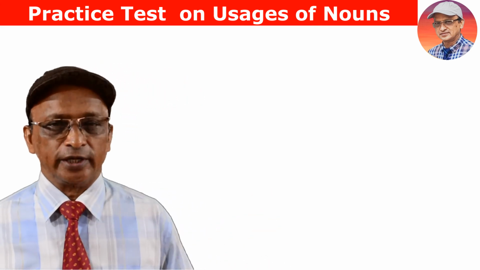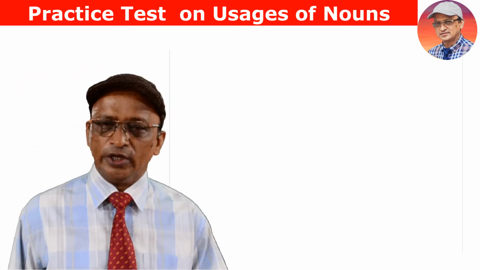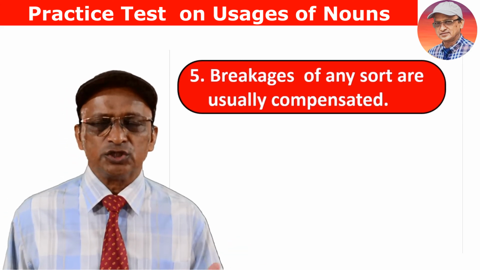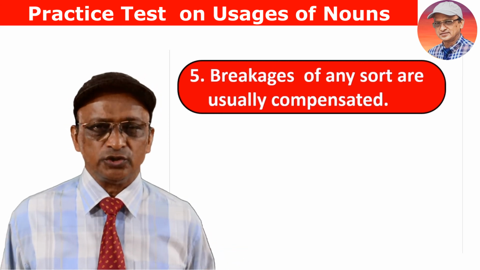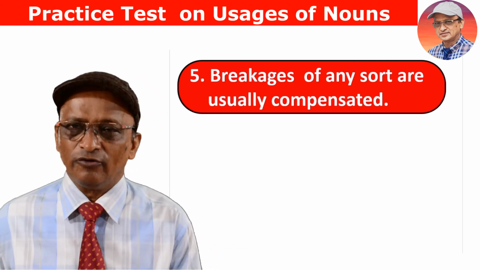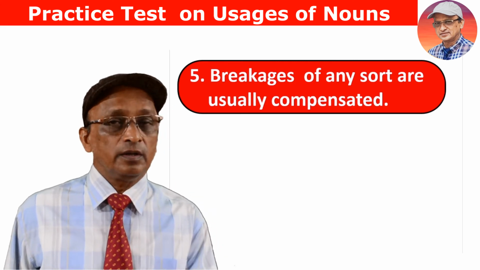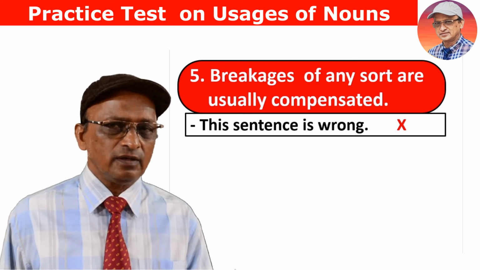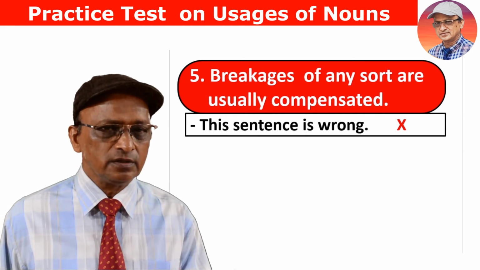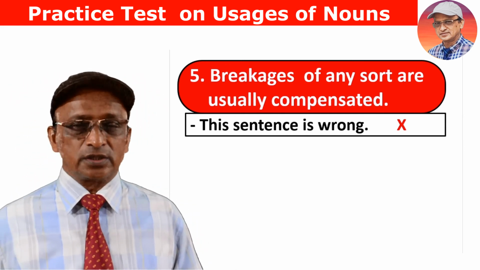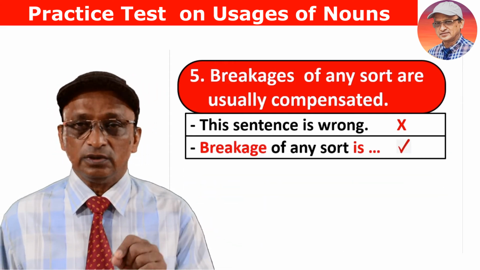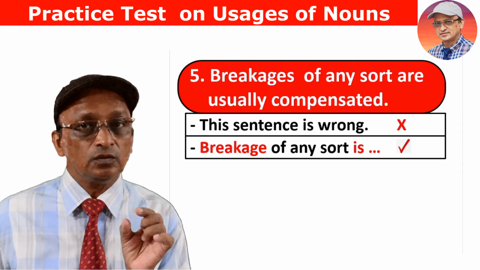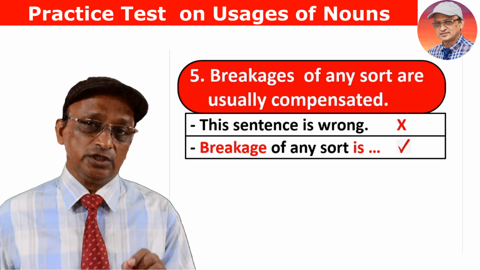I think you are clear about this. Come to the next question again. Breakages of any sort are usually compensated. If any breakage happens to anything in transit, in transportation, usually the transport companies pay the compensation. This is the meaning. Breakages is a plural noun, but is it permissible in this sentence? No. The correct sentence should be, breakage of any sort is usually compensated. So breakage is one such noun, which is used in its singular form.